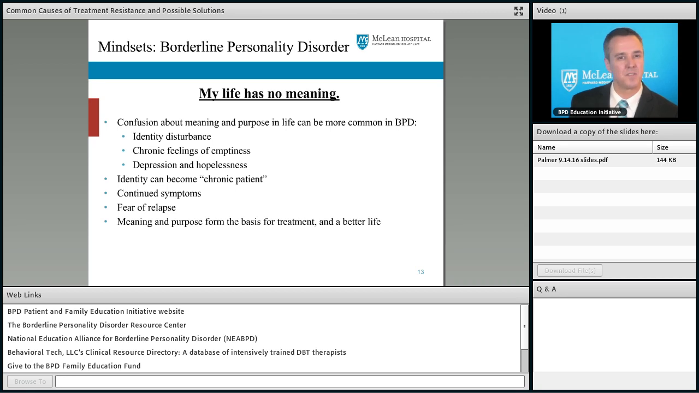But when you ask them, is there meaning and purpose in your life, they usually don't have an answer, or they're usually really sad, and they feel like, no, not really. And I would say that, in and of itself, interferes with recovery from BPD. Because at the end of the day, in my mind, when I'm working with patients, this forms the basis of treatment. This is the whole reason you're trying to get somebody better, is so that they can have a life again, and that they can have meaning and purpose.